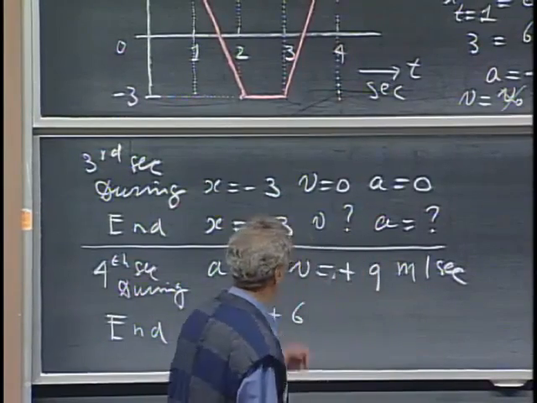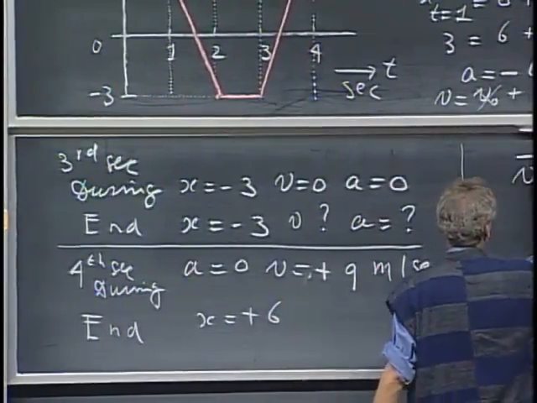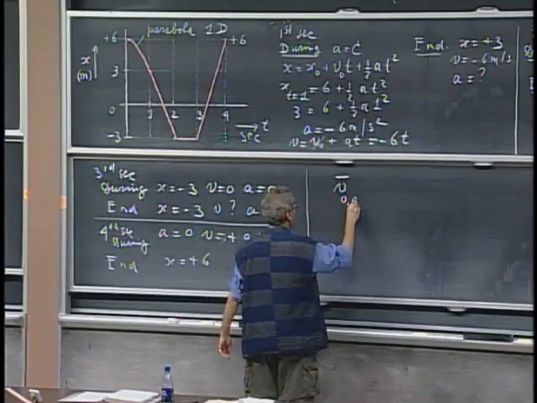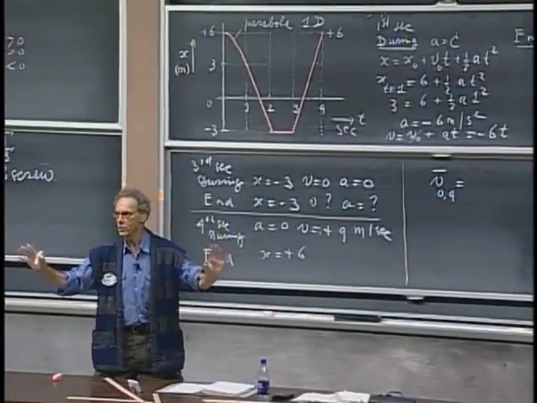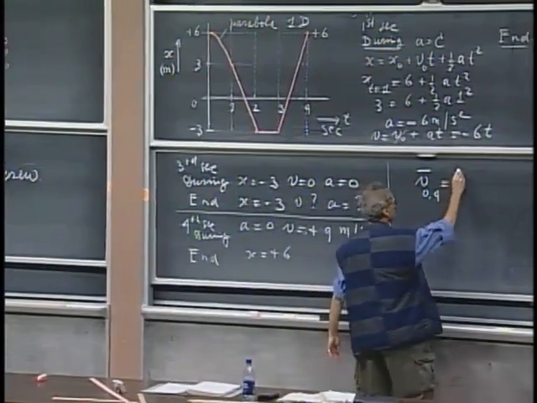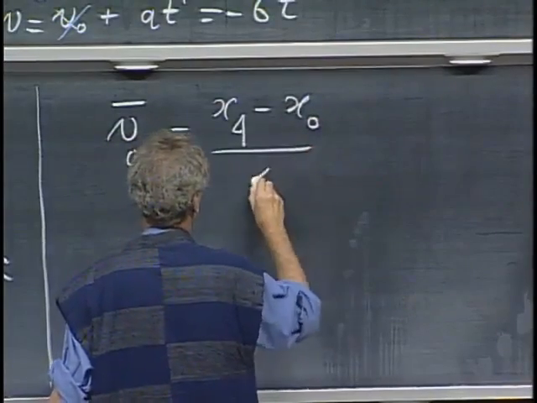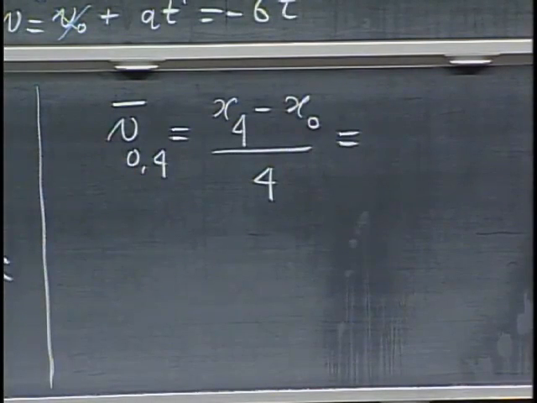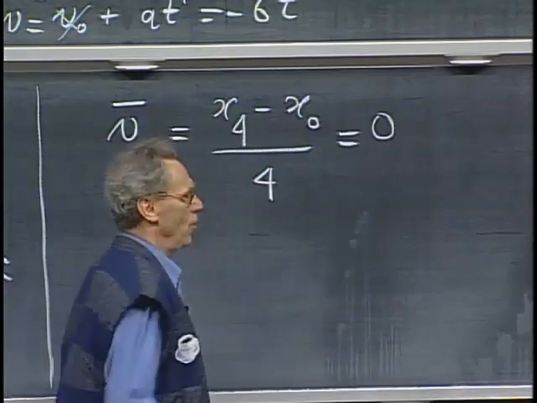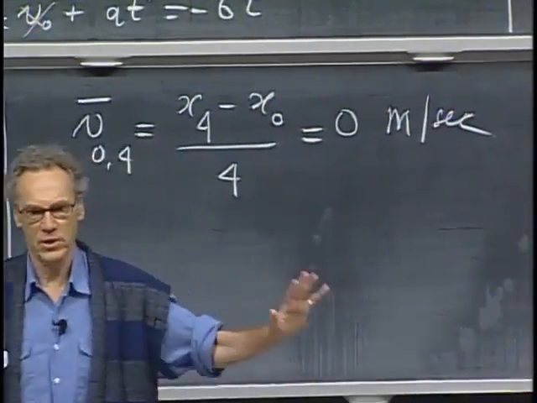Now I would think that it is reasonable to ask the following question. What is the average velocity, for instance, between time 0 and time 4? We define average velocity as the position at time 4 seconds minus the position at time 0 divided by 4. That is our definition. At 0 it is at +6. At 4 it is at +6. So the upstairs is 0. So the average velocity during this 4-second trip is 0.